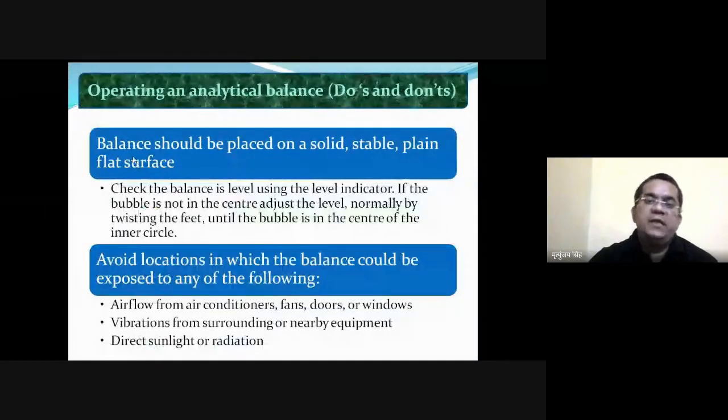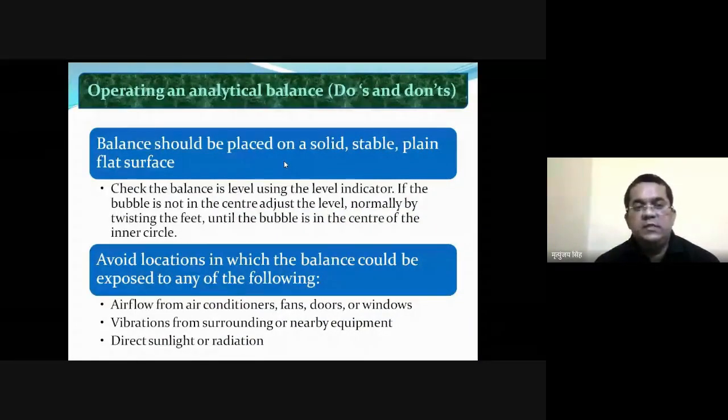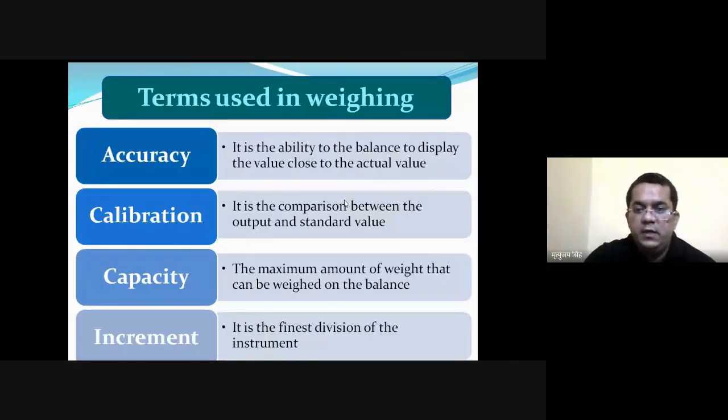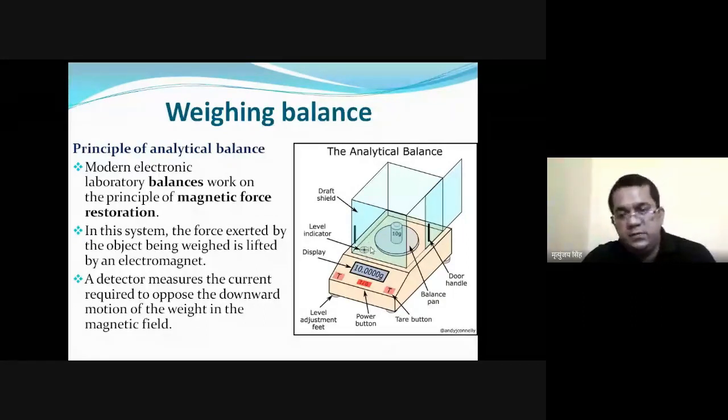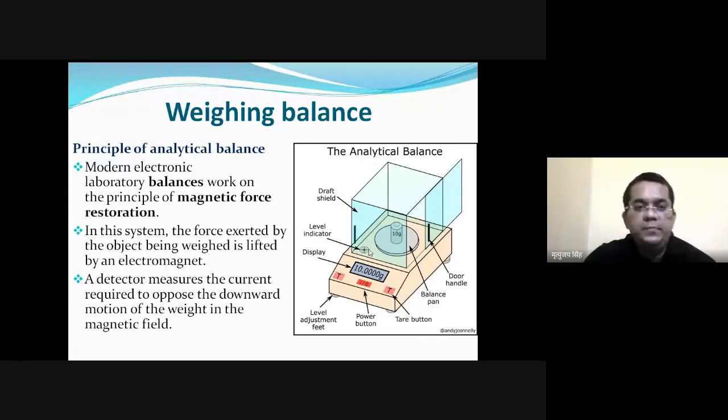Balance should be placed on a solid, stable, plane, flat surface. Check that the balance is level using the level indicator. Here you can see the level indicator, where a bubble is there. That bubble must be in the circle. Then only this type of balance is working properly.